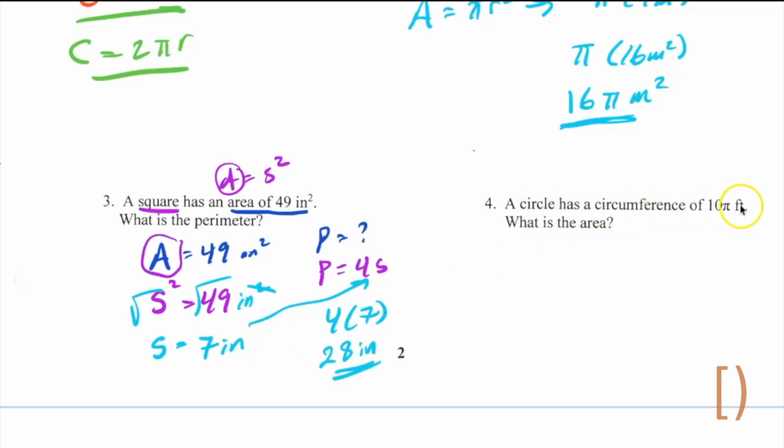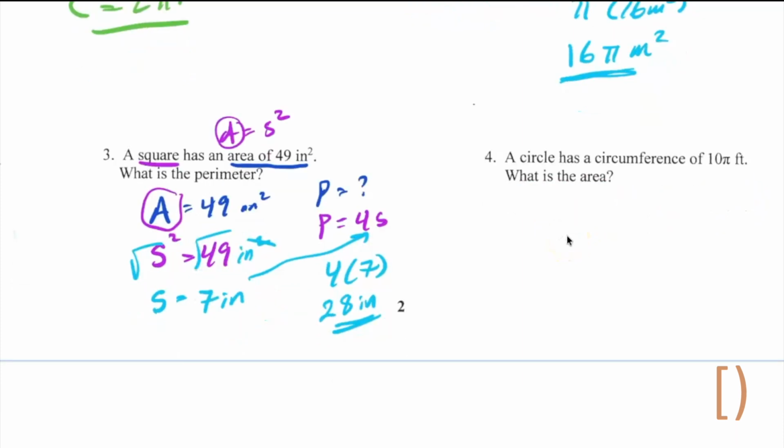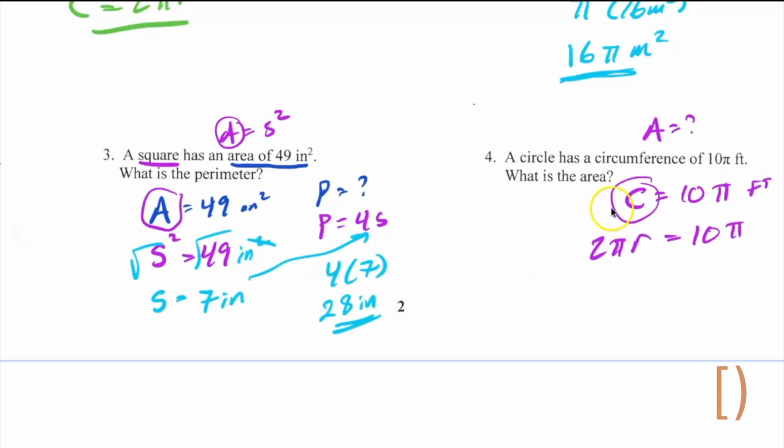Okay, last one. A circle has a circumference of 10 pi feet. What is the area? Okay, so same idea. Circumference equals 10 pi feet. And I want to know what the area is. But we have formulas for both of these. Circumference, particularly, equals 2 pi r. So that 2 pi r equals 10 pi. I use the 2 pi r one because we're going to find the area, and the area formula is pi r squared, so we need the radius either way. So that's why I use that formula for circumference. And all we have to do is solve for r.